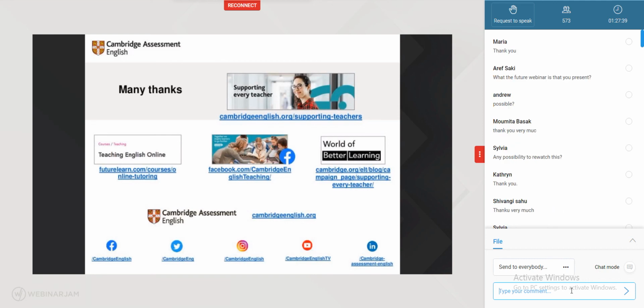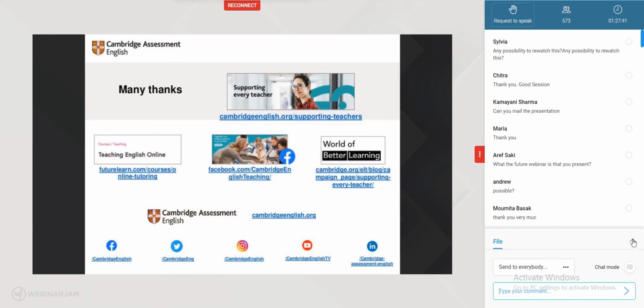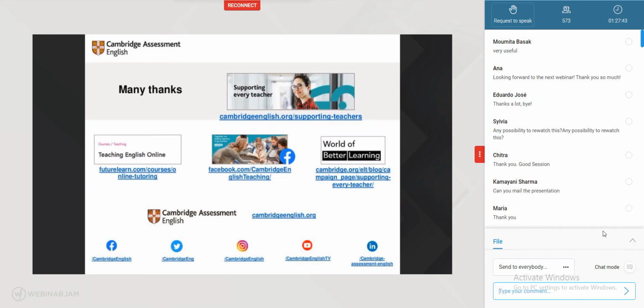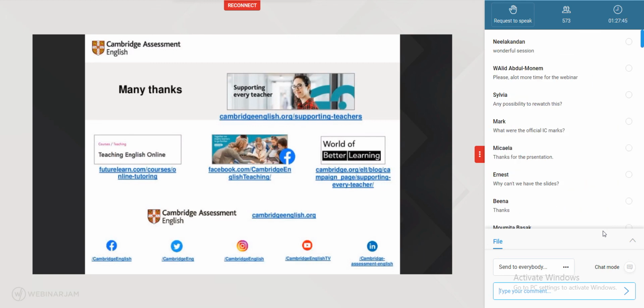Thank you all. Thank you very much for coming. Again, this was a quick overview of C1. And we got a bit carried away with the writing. We often do get carried away with the writing.